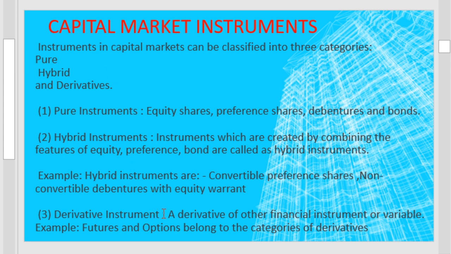The third type of instruments are the derivative instruments, which derive their values from financial instruments or variables. Some examples are futures, options, etc. These are the different types of instruments available in the capital market: pure instruments like equity shares, preference shares, debentures, and bonds; hybrid instruments, a combination of the pure instruments; and derivative instruments like futures, options, etc. These are the various types of instruments available in the capital market.